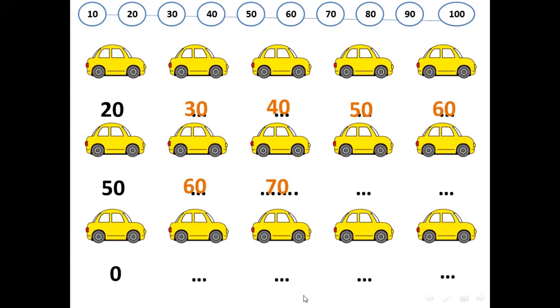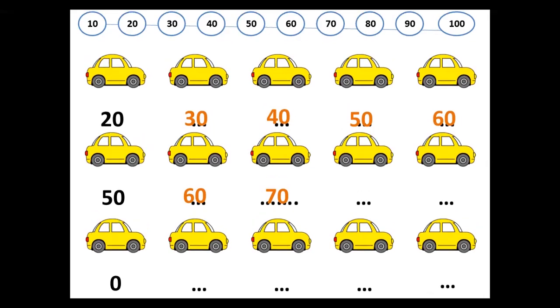And let's see Pavel again. Hello, Pavel. Hi, sweetie. Can you tell me what is this number? 70. Good job. And what comes after 70 when I'm counting in tens? 80. Good job. Thank you.